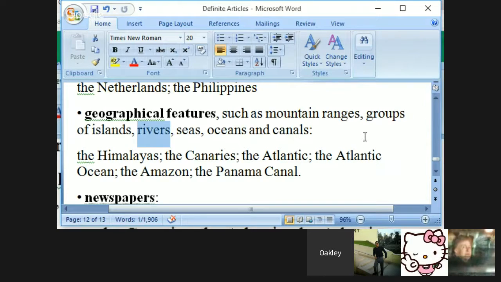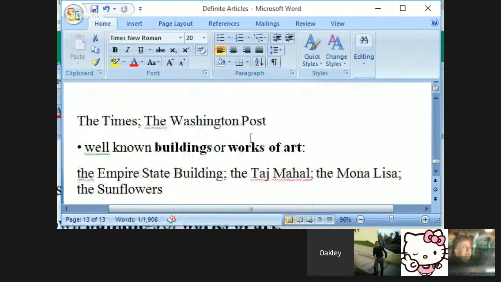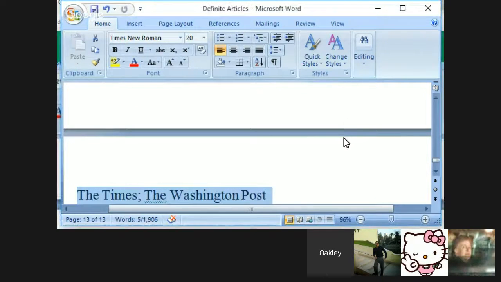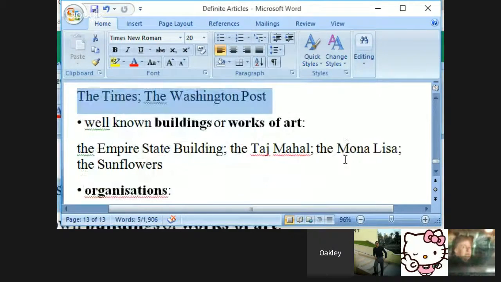Rivers have the: the Mississippi, the Amazon, the Nile. The Black Sea, the Red Sea. Seas have the. And oceans, the Pacific Ocean, the Atlantic Ocean, etc. So water basically uses the. You can think of it that way. Other strange specific uses: the Times, the Washington Post, the names of newspapers usually have the, the Wall Street Journal.